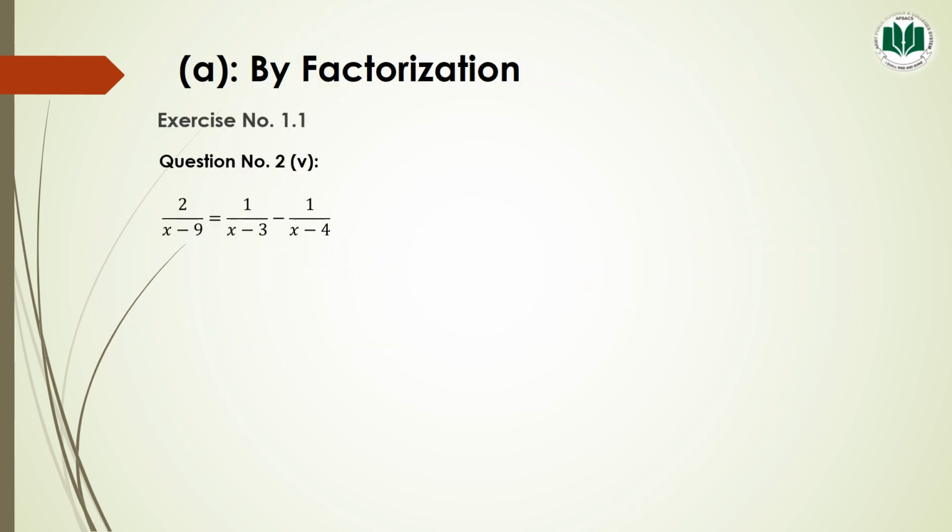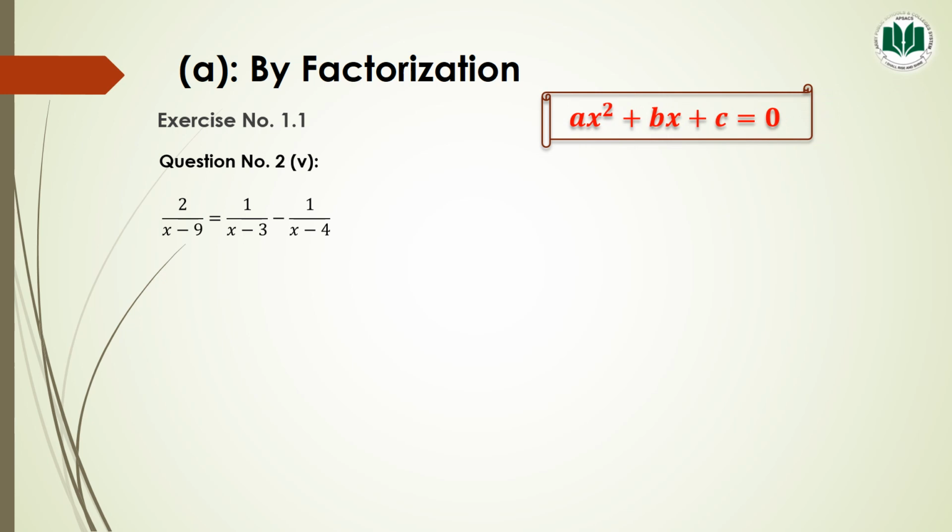Okay guys, now let's solve the quadratic equation by the factorization method. For that purpose, we will solve question number 2, fifth part of your first exercise 1.1. You can see that the given equation is not in the standard form and there is no square term in it. But you should know that if variables appear in the denominator, then it will be a quadratic equation. So first of all, we will transform the given equation into the standard form.